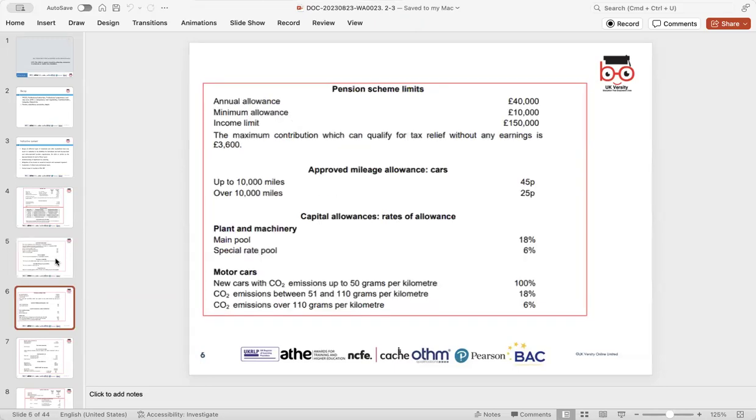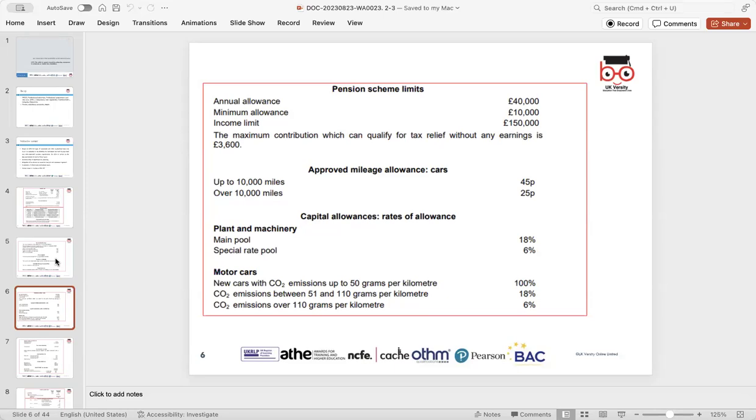Next one is pension scheme limit. The annual allowance for pension contribution is set at 40,000 pounds with premium allowances of 10,000 pounds. However, there is an income limit of 150,000 pounds to consider. It's important to note that the maximum contribution eligible for tax relief without any earning is capped at 3,600 pounds.